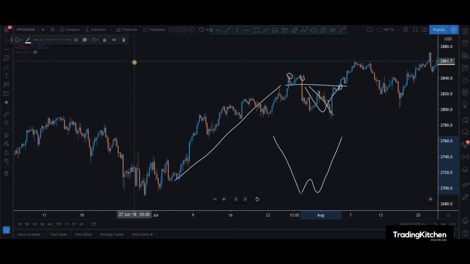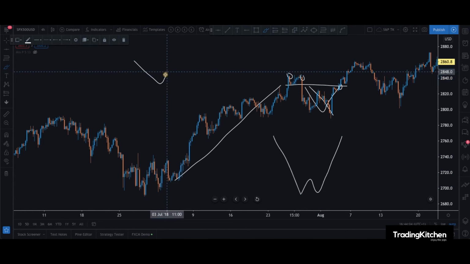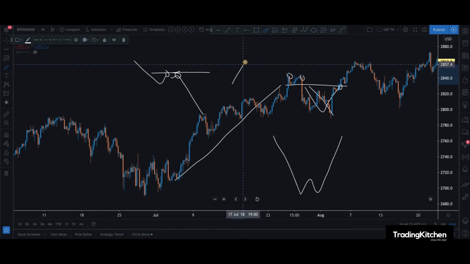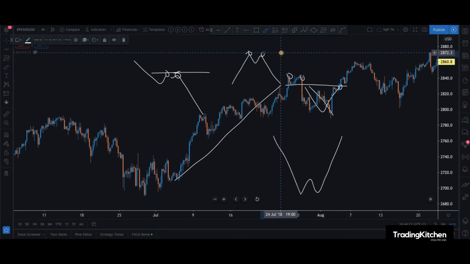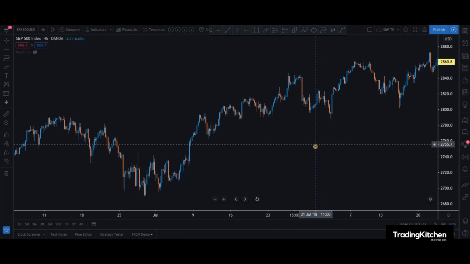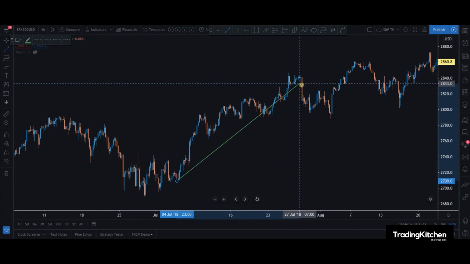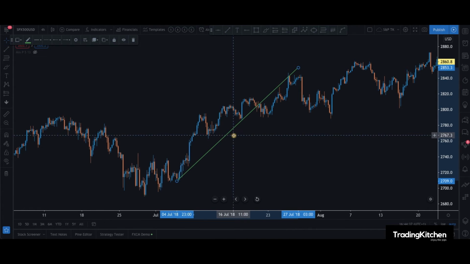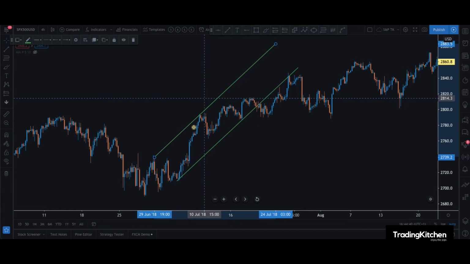So when you see this kind of movement, this is not a double top. A double top comes after a clear uptrend. So this is a good example in which you have your channel or something like that.